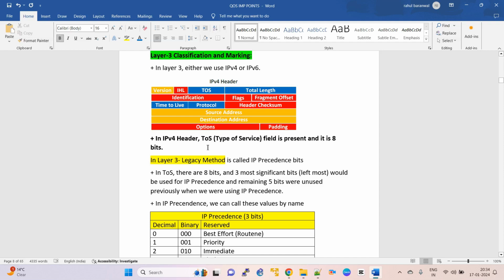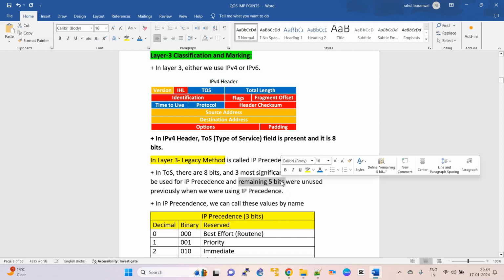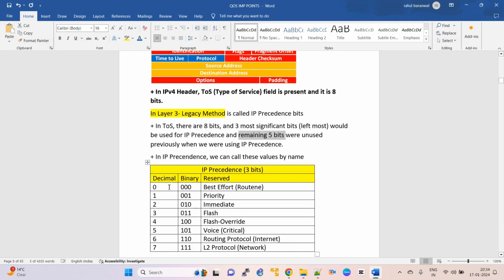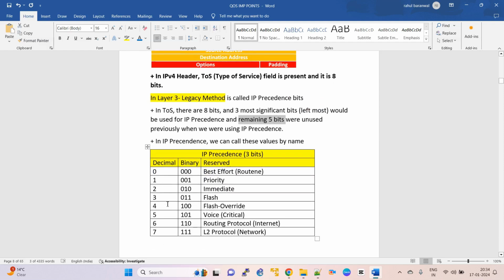If we talk about the legacy technologies of layer 3, earlier we were using IP precedence in classification and marking. Out of the 8 bits, we were using only 3 bits, the three most significant bits, meaning the three leftmost bits, for IP precedence, and the remaining 5 bits were unused, right? If we convert 3 bits into decimal, it looks like 0, 1, 2, 3, 4, 5, 6, 7, and in binary 0 is 000 and 7 is 111, right?